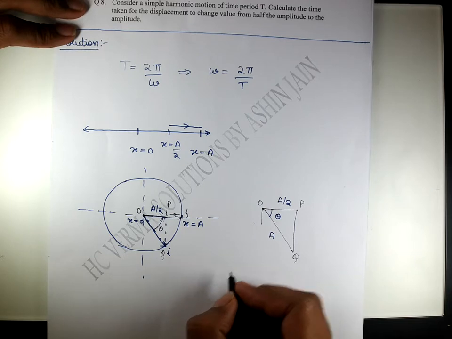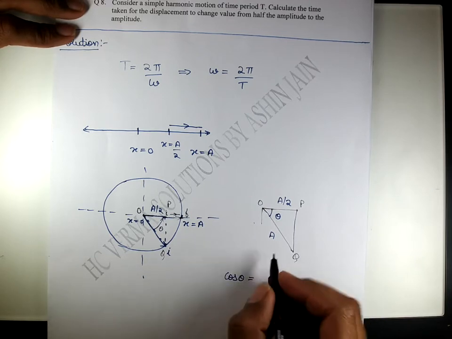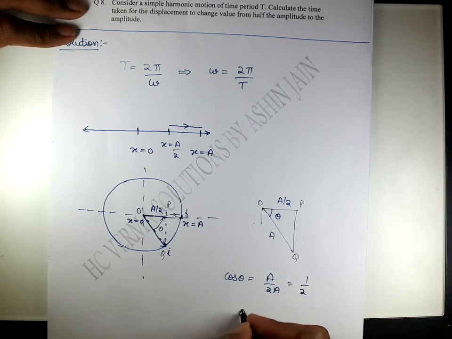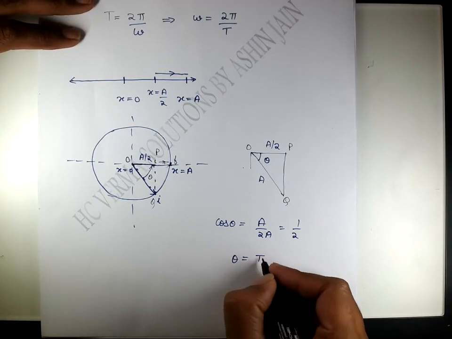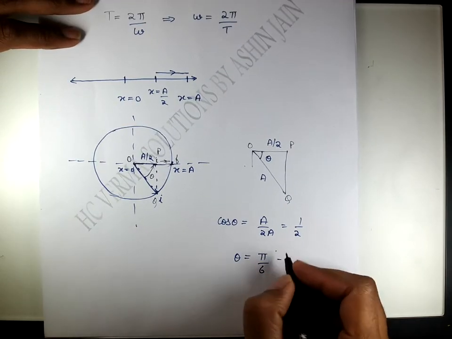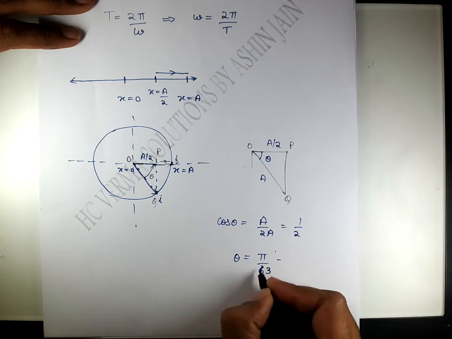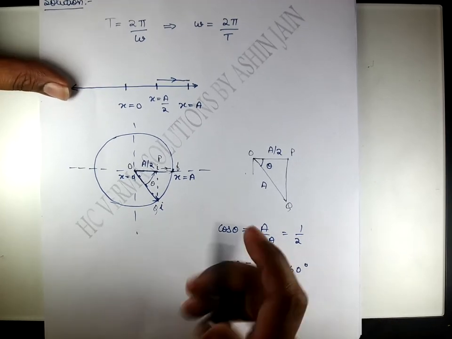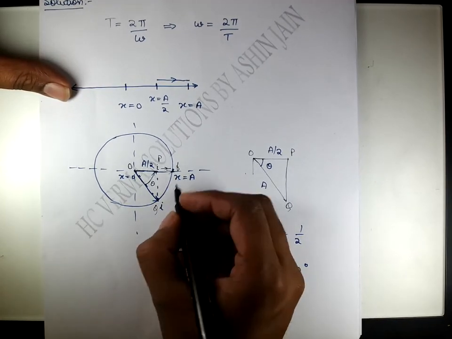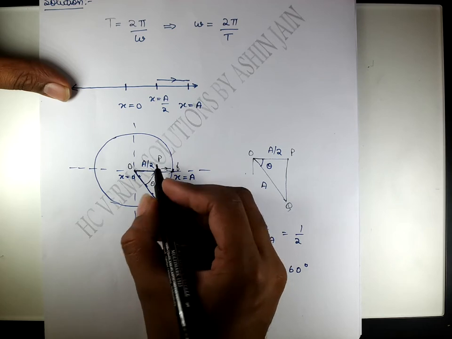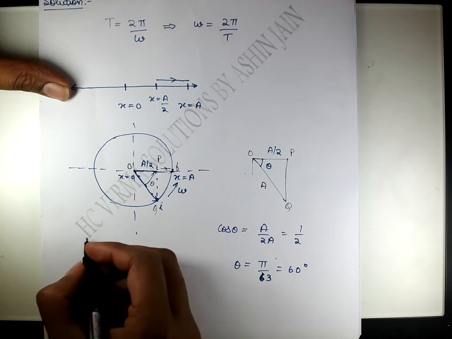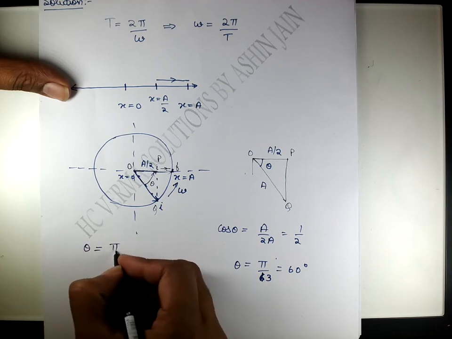Now if we call this angle theta, in this particular scenario, cos theta can be stated as how much? A by 2 divided by A, or 1 by 2. So theta can be stated as how much? That can be stated as pi by 3 or 60 degrees. Now basically if we wish the particle to travel from half of its amplitude to its complete amplitude, basically it has to go from I to F, and it should have covered an angle of theta is equal to pi by 3.